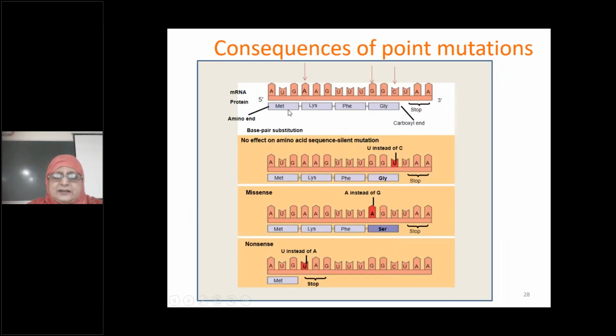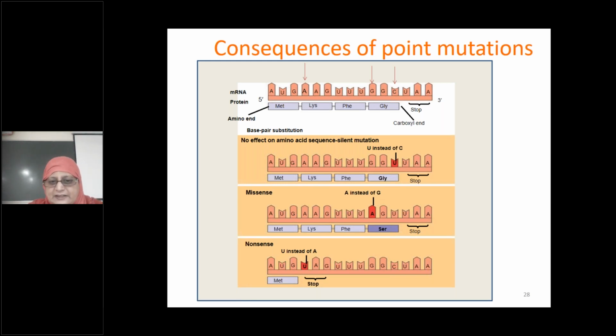Now you can see here an example of an mRNA coding for: AUG codes for methionine, AAG for lysine, UUU for phenylalanine, and GGC for glycine. And this is the stop codon. Now starting here with glycine, the third base C, if it's replaced with U, GGU still codes for glycine. So this is a silent mutation. The function of the protein is not going to be affected.